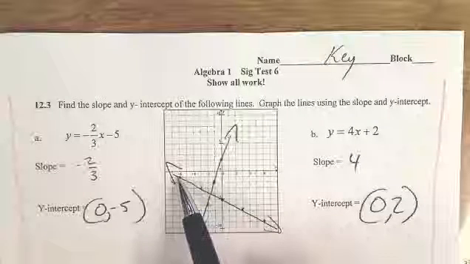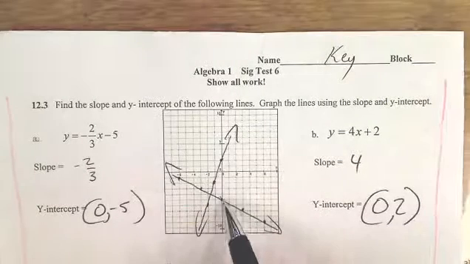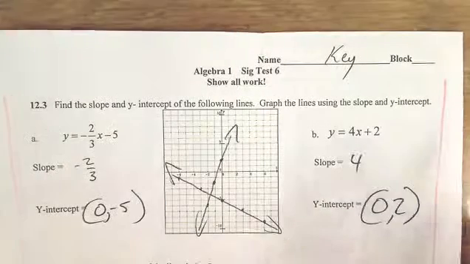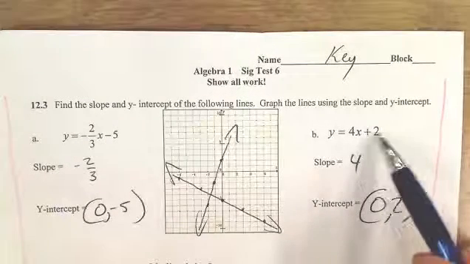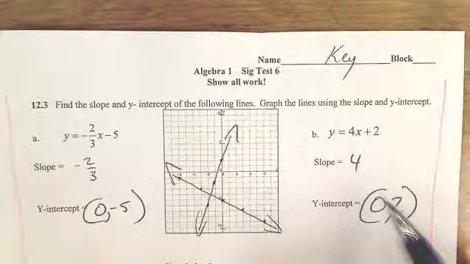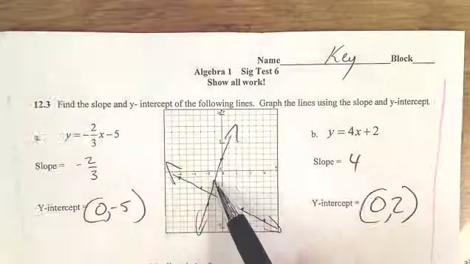Positive divided by a negative is negative. Negative divided by a positive is also a negative. Slope, y-intercept, slope, y-intercept: go up 4/1 or go down 4/1.